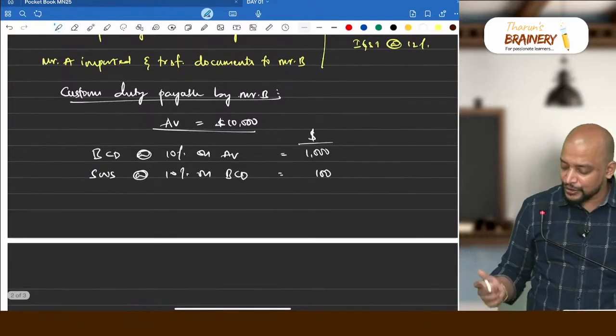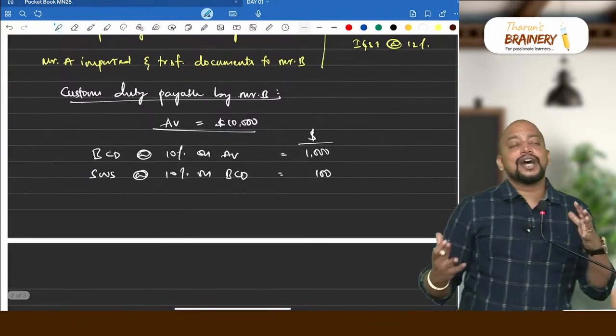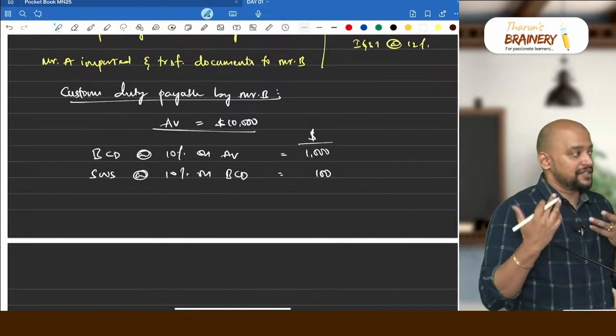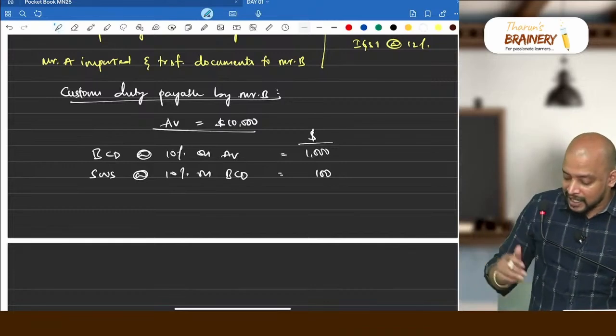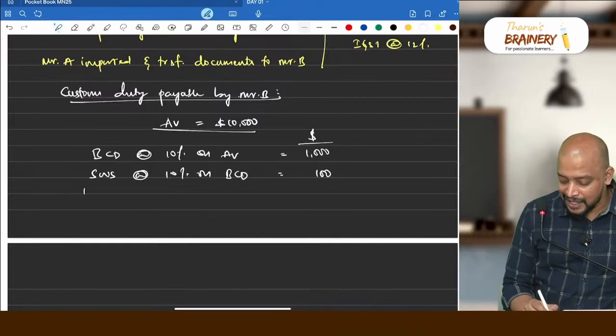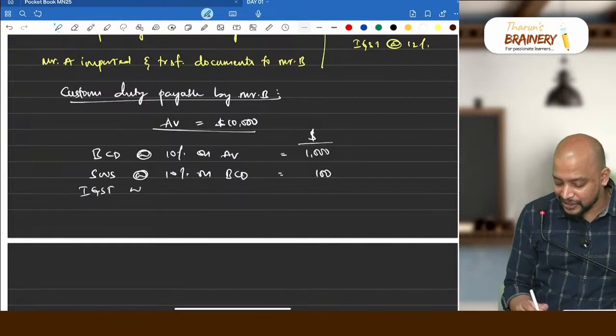Thereafter, finally, we need to compute IGST, and we need to add additional customs duties etc. if we have them in the question. Otherwise, we do not have to add. So, IGST needs to be computed. IGST at the rate of 12% on.